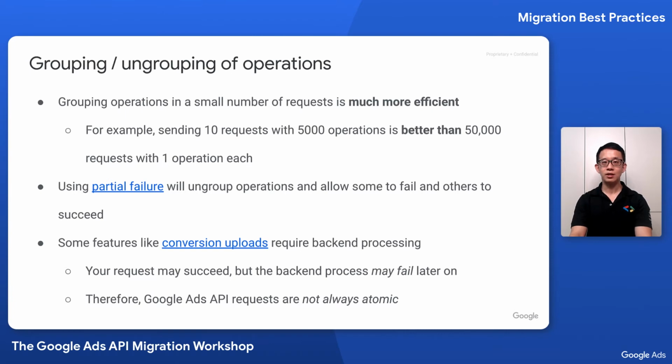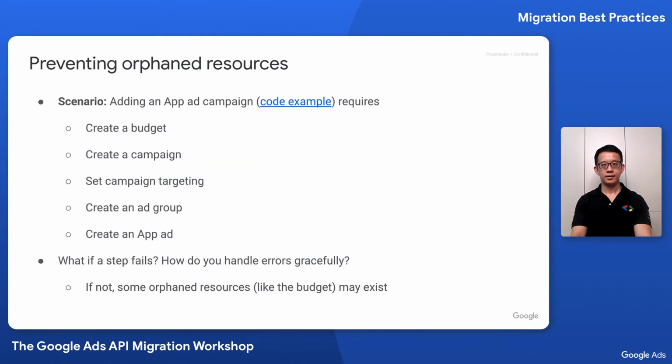Therefore, we cannot say that Google Ads API requests are atomic. They are not in some cases. Let's see how we can prevent orphaned resources using GoogleAdsService.Mutate.